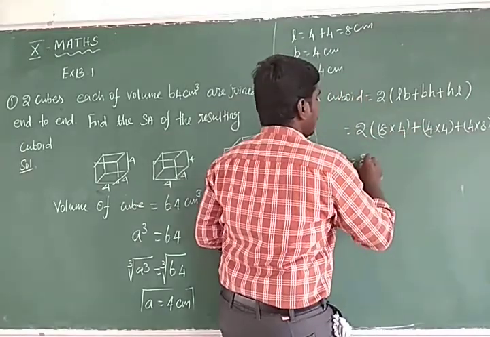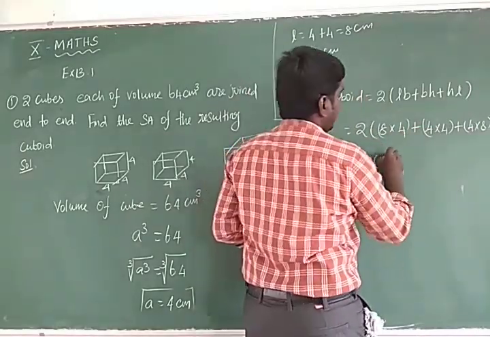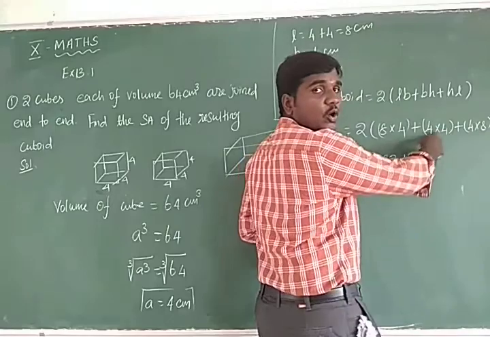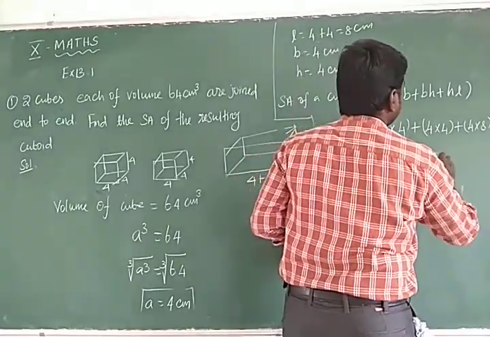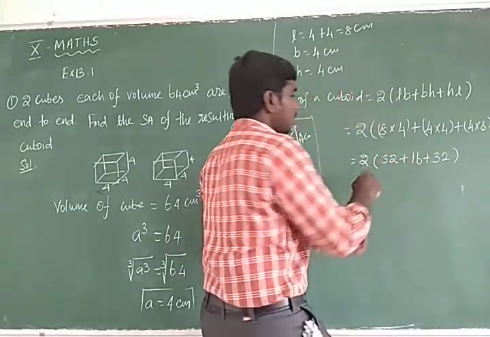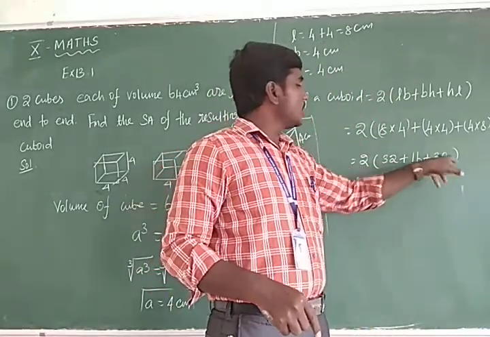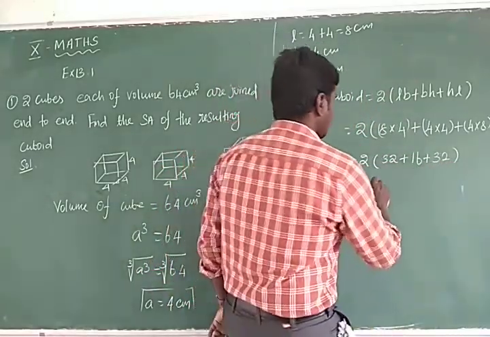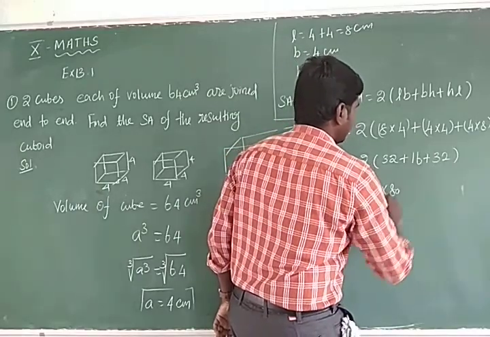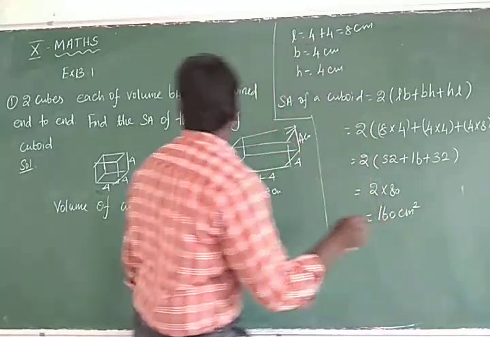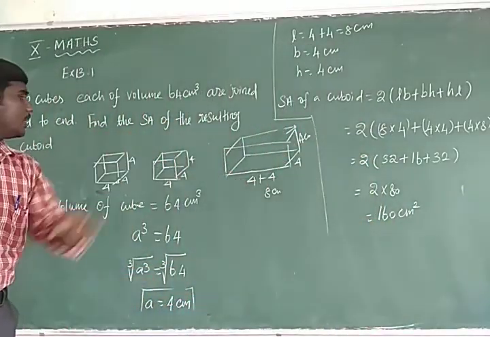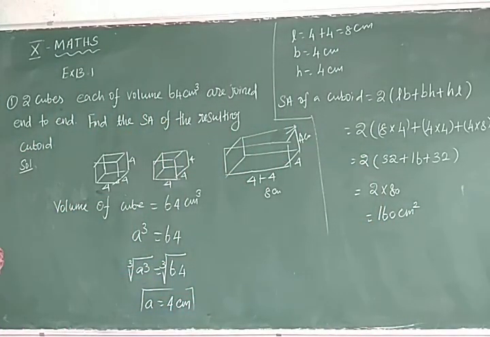Okay. So 2 into, 8 4s are 32, plus 4 4s are 16, plus 4 8s are 32. So 32 plus 32 is 64, 64 plus 16 is 80. So 2 into 80. So the answer is 160 centimeter square. So the surface area of the resulting cuboid is equal to 160 centimeter square.